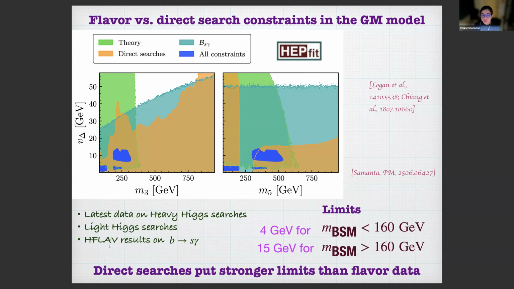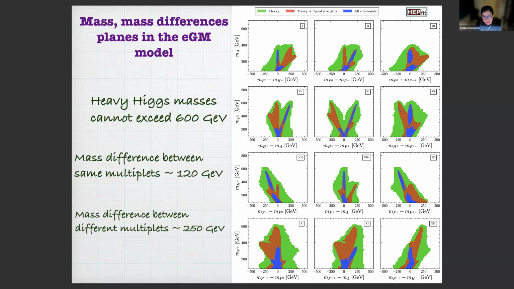Actually, we took the HFLAV data and calculated the B to S expression, and we put the experimental bounds on this B to S observable as a constant. Okay, thank you. So we did that. And this is the mass and mass difference in the extended Georgi-Machacek model, the mass difference between the same multiplets, from the theory, Higgs signal strength, heavy Higgs searches and flavor constraints altogether.